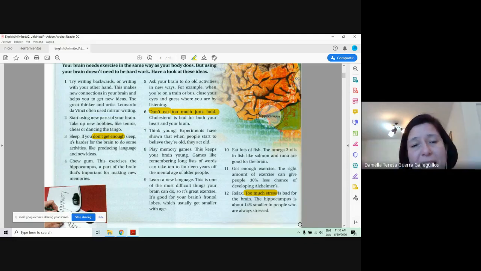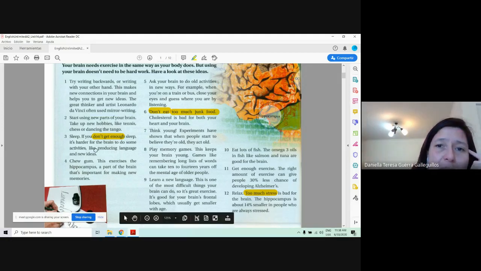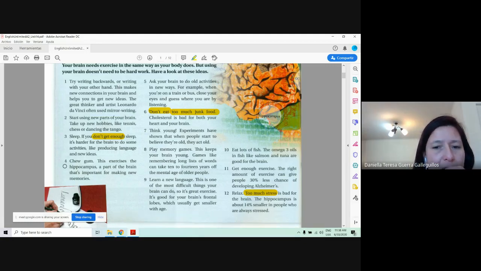So it is difficult not to be stressed nowadays, right? So you can try by doing these exercises. Is there any example of much, too much, too many, too, enough, not enough that I didn't mark? ¿Hay alguno que yo no marqué? ¿O los marqué todos los ejemplos que pudimos ver? I think they're all right.